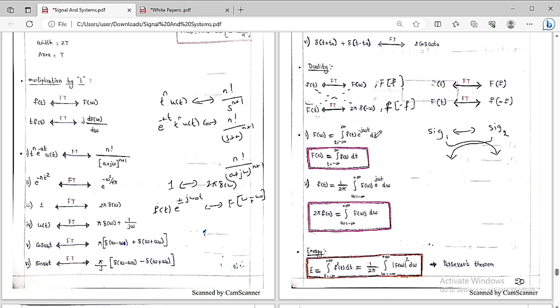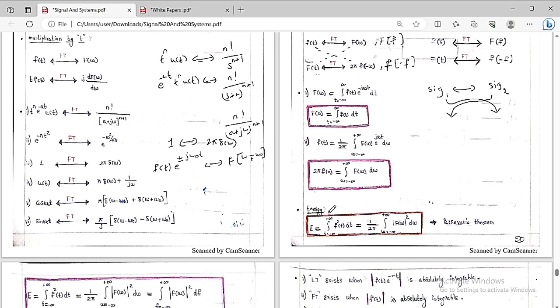Here dt means substitute omega equal to 0. Here d omega means substitute t equal to 0. Very simple. The dt means substitute omega equal to 0, and d omega means substitute t equal to 0. Very simple to remember. So from this we can get the area under the time domain signal, and from this we can get the area under the frequency domain signal.